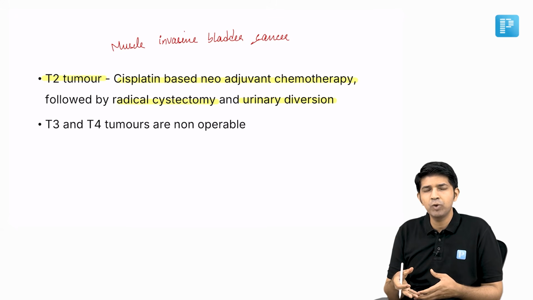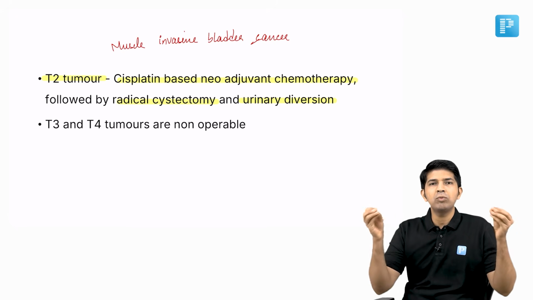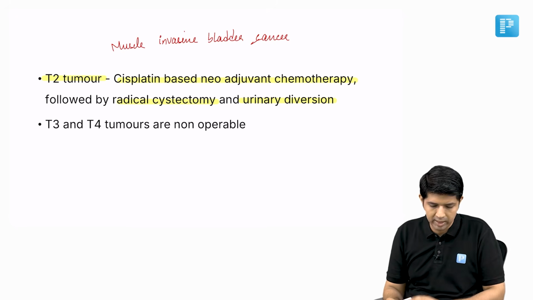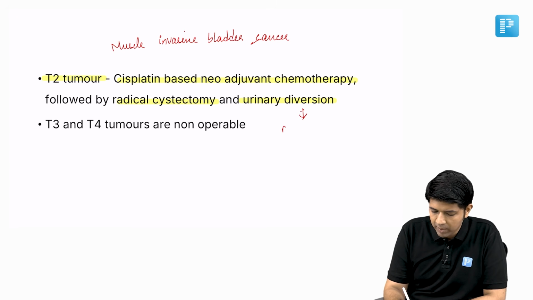Why are we doing a urinary diversion? Because the entire urinary bladder is out. So you have to do something to make sure the urine from the kidney that is formed is going outside the body. So you will eventually end up doing a urinary diversion. So if they ask you which is the most common, then it is the ileal conduit.